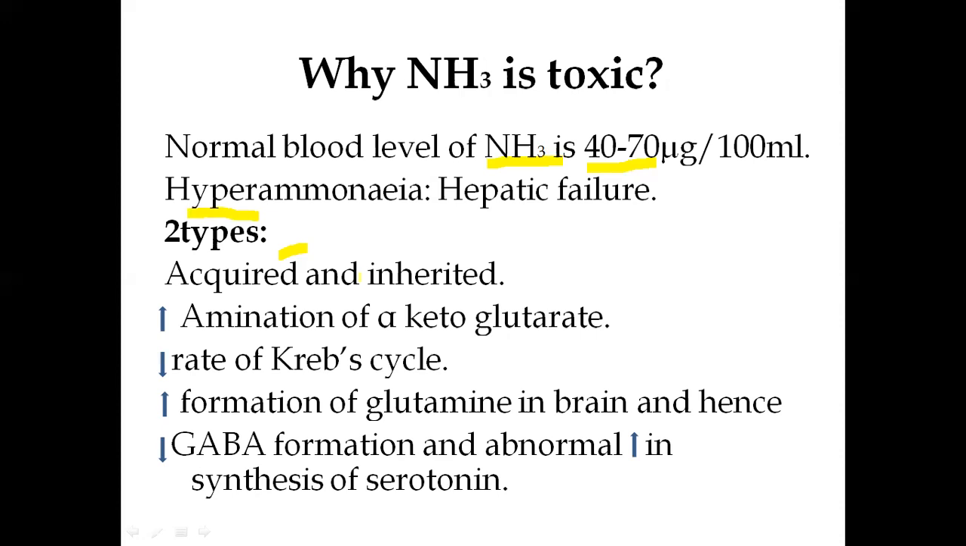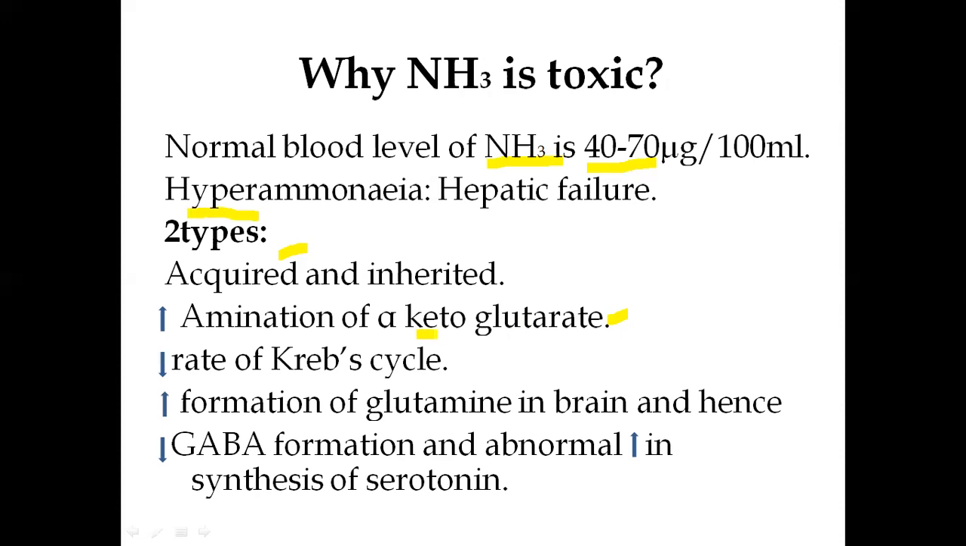So when the ammonia concentration is very high, the increased ammonia concentration enhances the amination of alpha-ketoglutarate. When ammonia is present in the body, the alpha-ketoglutarate, this keto acid, accepts the amino group and is converted into glutamic acid. And this affects the Krebs cycle. The enhanced amination of alpha-ketoglutarate, an intermediate of the Krebs cycle or TCA cycle, forms glutamate in the brain.